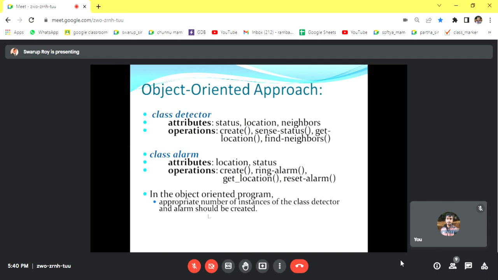So these are the functions which are concentrating only on the data called location and status. These are different functions which are there inside. If you have 1,000 detectors, you are going to create 1,000 instances or objects. If you have 1,000 alarms, you will create 1,000 alarms. No issue, no problem, very easy to do. You just create a variable or object of that particular class. That's all. No need to do this boolean variable array or something like that.